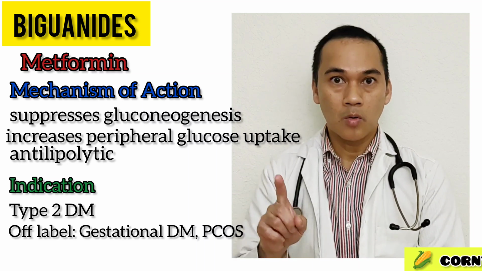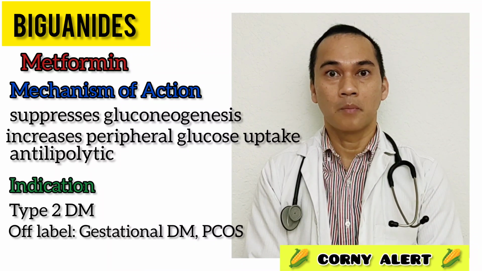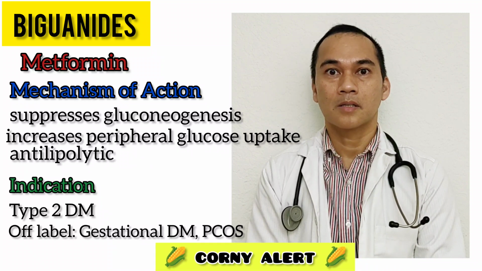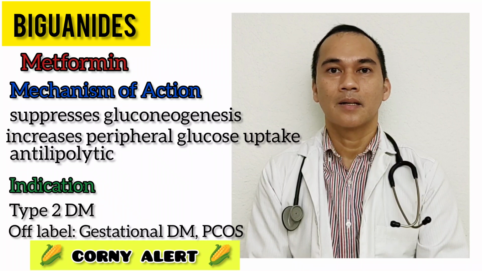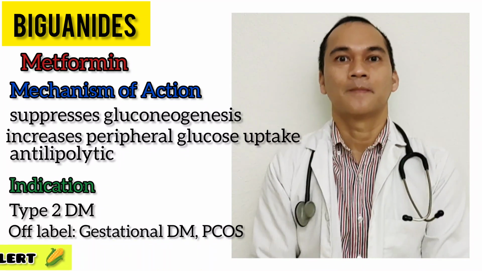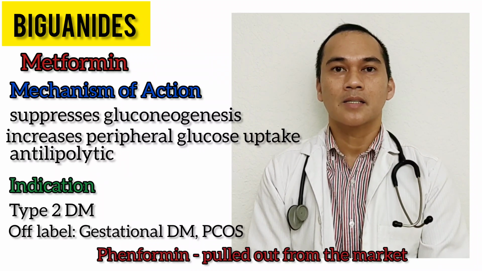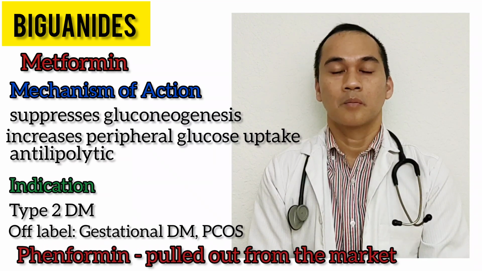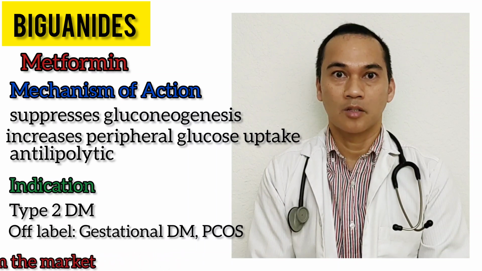Okay? But don't you know that metformin was initially indicated for males only and not for females? Because it says in the drug, meat for men, not meat for women. Corny. There used to be another drug under this class. It's called phenformin, but that drug was taken out of the market because of its high association with lactic acidosis.